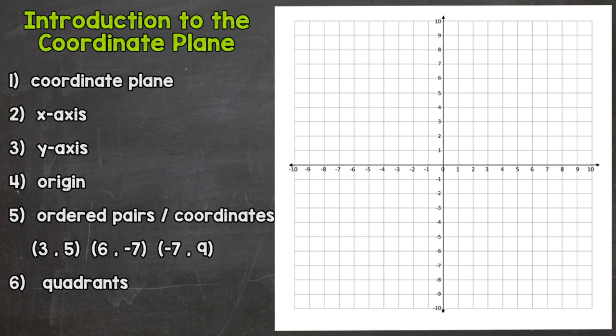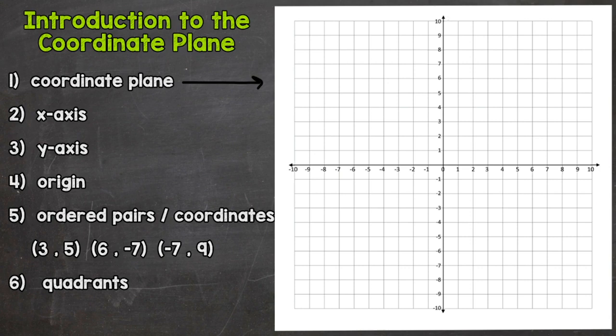And on the right hand side of your screen, we have a coordinate plane that we're going to use to show examples of these and where these things are on the coordinate plane. So let's jump right into number 1 here, which happens to be coordinate plane. A coordinate plane is a two-dimensional surface, so flat, on which we can plot points, lines, curves, etc. Now, here on the right hand side of your screen is an example of a coordinate plane.